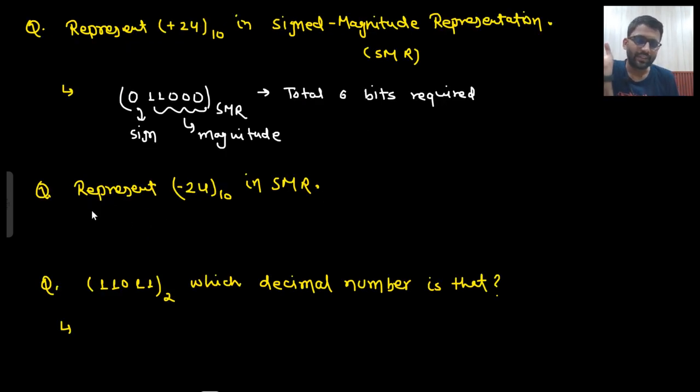Represent minus 24 in signed magnitude representation. The same thing will happen, just the initial bit is the sign of negative, and the rest will all be the same.